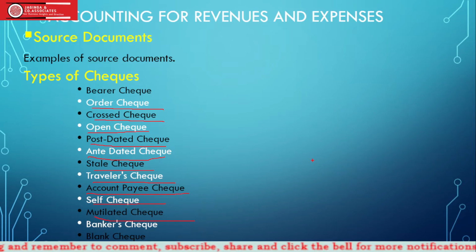So we'll talk about quite a few. We can also say that some of these types of checks are self-explanatory, like post-dated check. Just the name implies that the check has been post-dated. So supposing I was to give you a check and I'm supposed to write the date of today, 11th January 2022, then I write 30th January 2022. That one is a post-dated check.